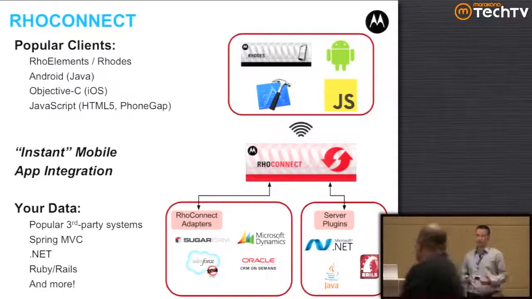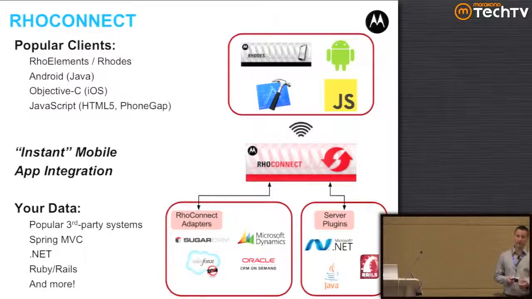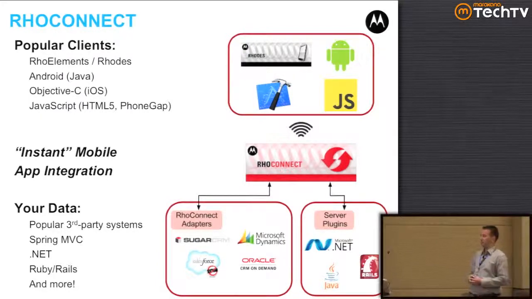We also have a client for just regular Android Java if you're building a regular Android application, or if you have an existing iOS application, we have an Objective-C client. We also have a JavaScript client, RhoConnect.js, which I'll be showing later in the demo. This lets you use RhoConnect directly from an HTML5 application, for example, PhoneGap, or even a desktop application.